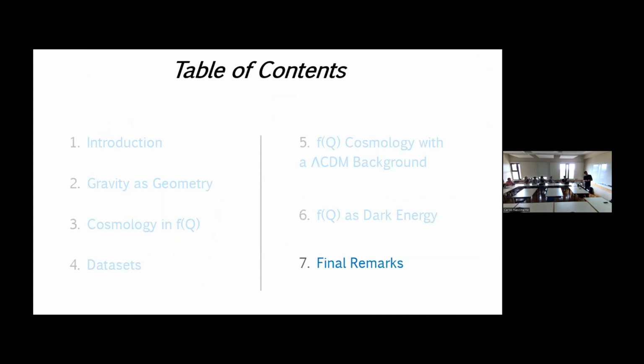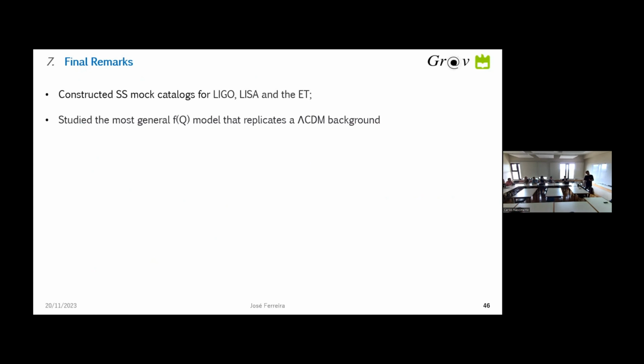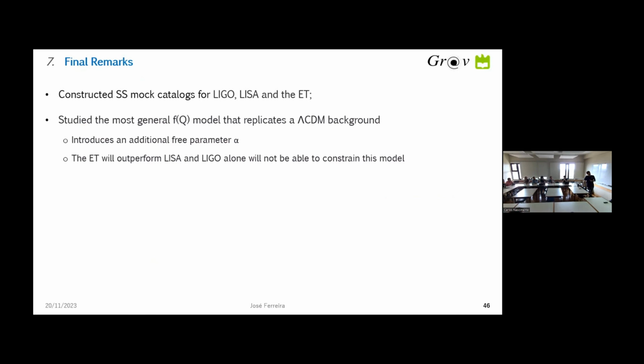And so, to conclude this presentation, a brief summary of the original work: we constructed standard siren catalogs from LIGO, LISA, and the Einstein Telescope. We studied the most general f(Q) cosmological model that replicates the lambda CDM background, and we saw that it introduces one additional free parameter. We also saw that the Einstein Telescope will outperform LISA, and that LIGO alone will not be able to constrain this model.